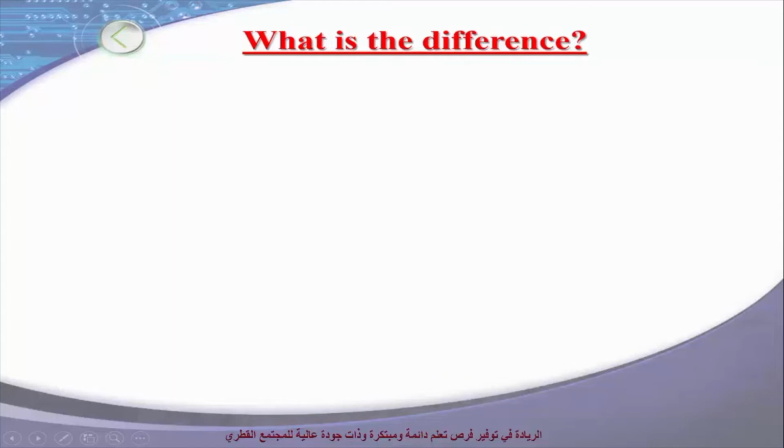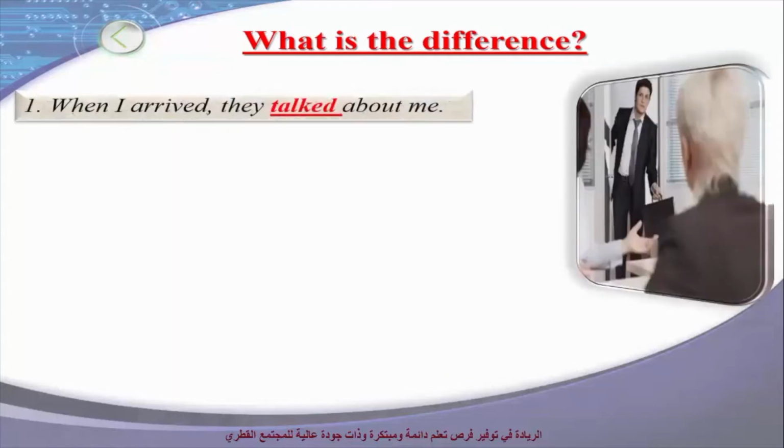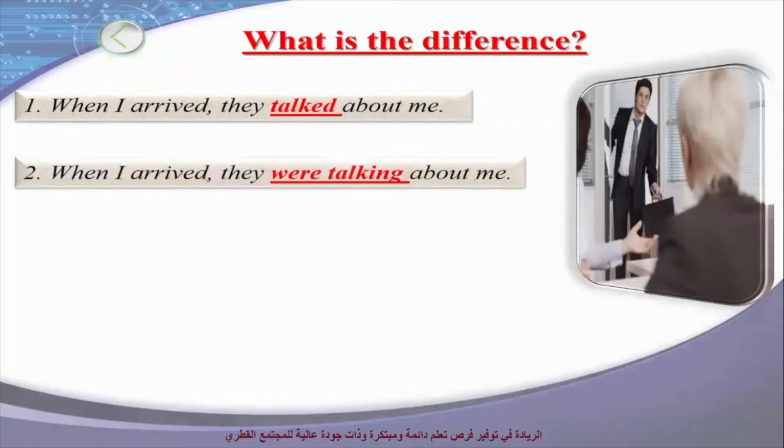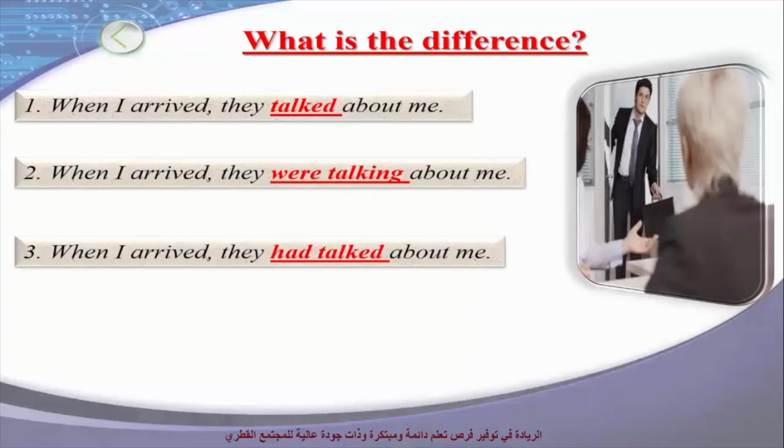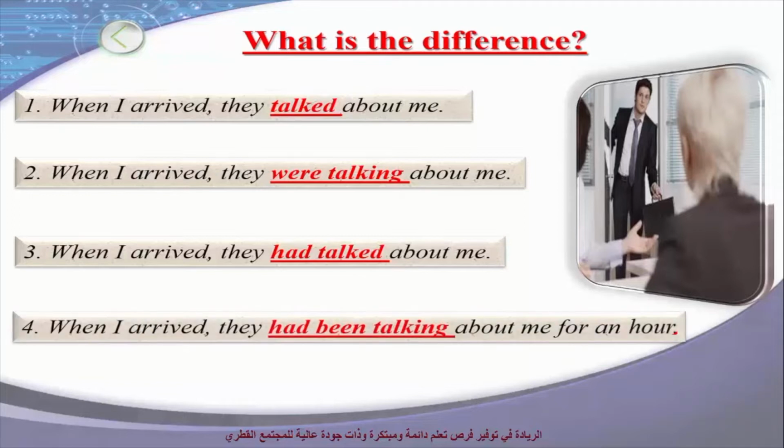What's the difference? When I arrived, they talked about me. When I arrived, they were talking about me. When I arrived, they had talked about me. And when I arrived, they had been talking about me for an hour. Look at number one. When I arrived, they talked about me. What happened first? Yes, I arrived first, and then they started talking about me.